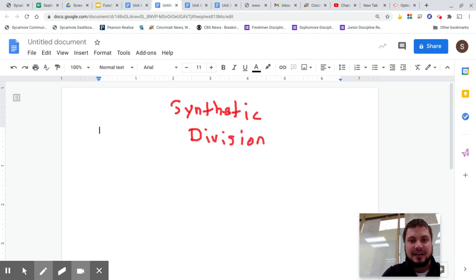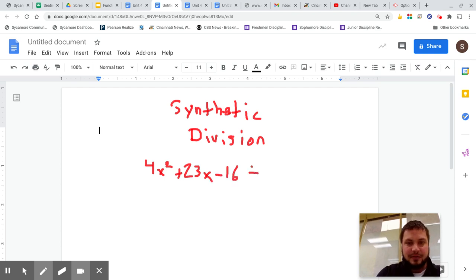This does the same exact thing. All the things we've been learning that long division can do, synthetic division can do them as well. It's just another process to get you to the same answers, okay? So the first one that we are going to do here is we are going to take 4x squared plus 23x minus 16, and we are going to divide that by x plus 5.